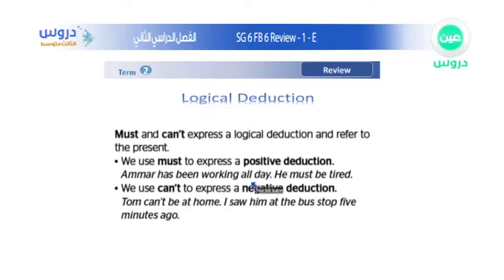استنتاج. You got it, guys? You got it? You understand me now? Because he was working out for 12 hours. I'm sure, I'm 100% sure that he is tired right now. Okay? We use can't to express a negative deduction. We use can't to express a negative deduction. Tom can't be at home.